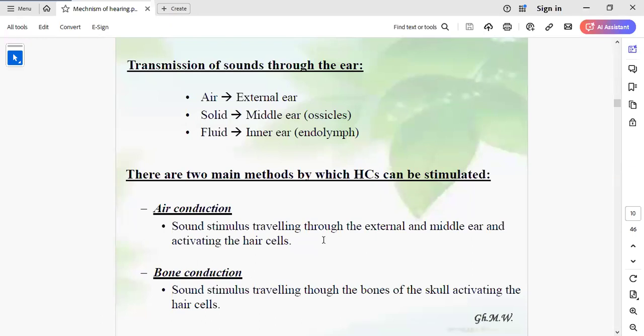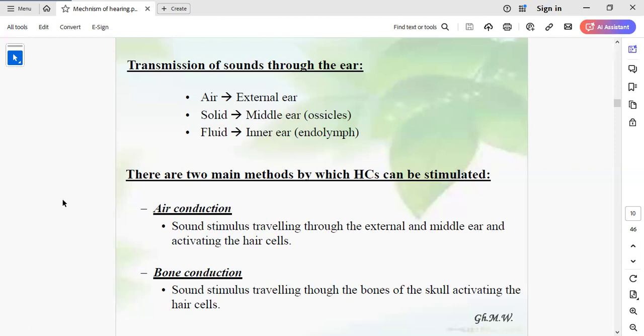There are two main methods by which hair cells can be stimulated. Air conduction, the traditional or classical pathway from external ear to middle ear to inner ear, or bone conduction by vibration of skull bone. In air conduction, the sound stimulus travels through the external and middle ear, activating hair cells. Bone conduction causes stimulation directly to the cochlea through vibration of the skull bone, activating hair cells directly.